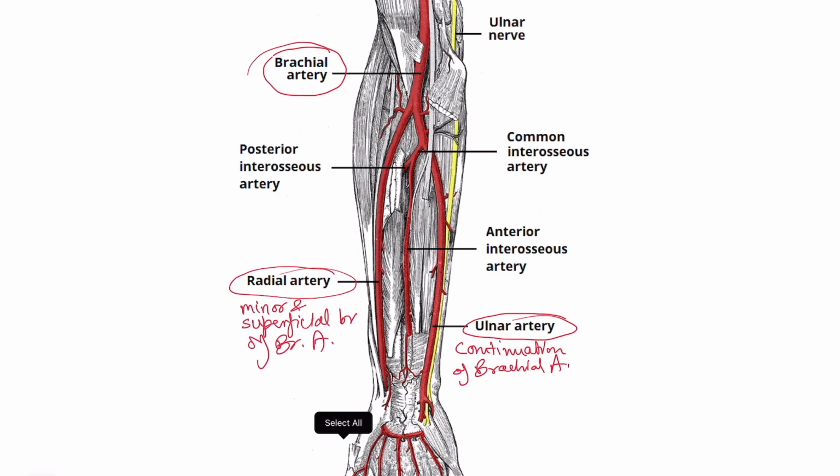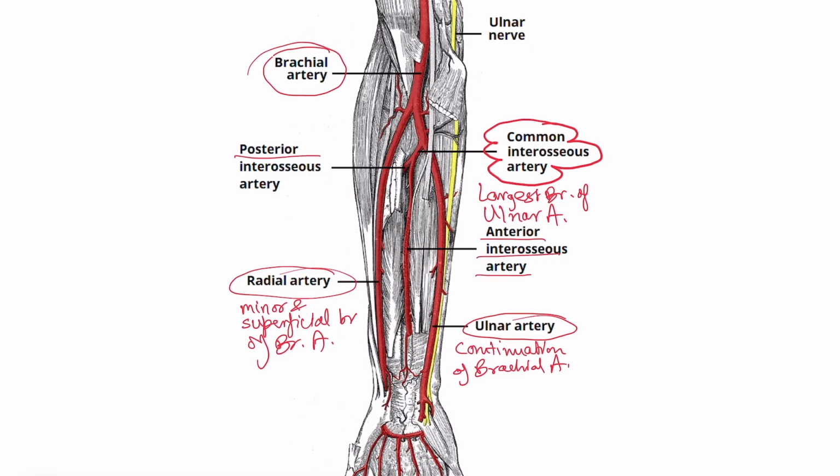Ulnar artery in the forearm gives various muscular, cutaneous, genicular and autonomic branches, but the largest branch from ulnar artery is the common interosseous artery. Remember this point, it is the largest branch of ulnar artery, although it's a very small artery. Then this artery, you can see here, descends downwards and laterally, reaching the upper border of the interosseous membrane, where it splits into two branches, anterior interosseous artery and posterior interosseous artery.